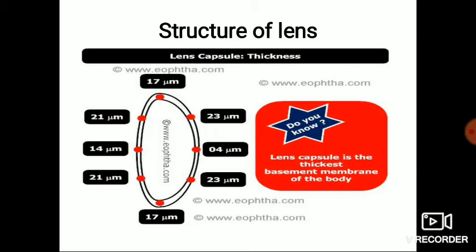Though it has no elastic tissue, it's highly elastic in nature because of the lamellar or fibrillar appearance of the fibers. This property of the lens gradually decreases with age. The capsule is thickest near the equator and thinnest at the posterior pole.